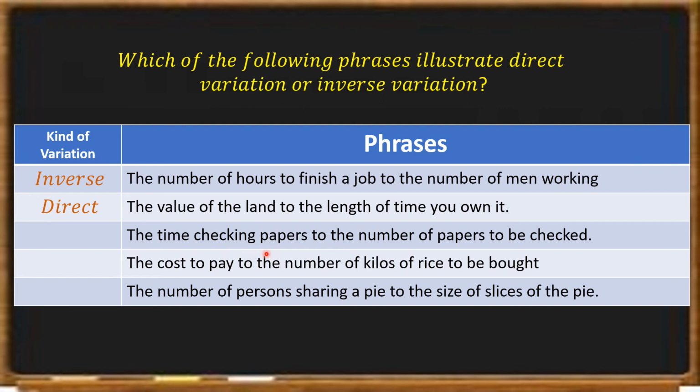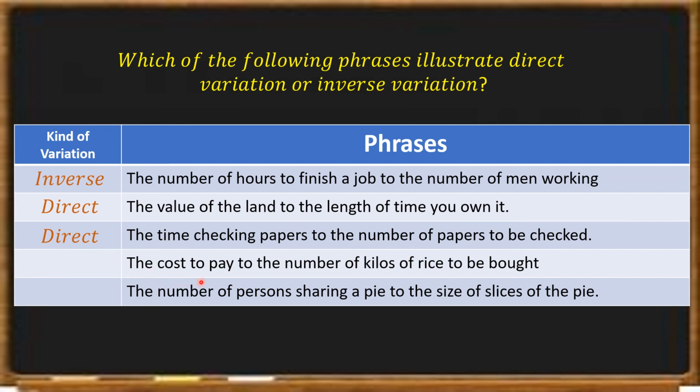Okay. The time checking papers to the number of papers to be checked. Okay. So, halimbawa, isa lang checkan mo. Isa. Mababa lang. Ilang oras checkan? O baka minuto lang. So, wala pang isang oras. Kung checkan mo, pataasin natin. Yung isang paper, gawin nating 1,000 papers. 1,000 na papel ang checkan mo. Ano mangyayari sa oras? Tatagal din. Tataas din yung oras mo. So, taasan mo yung papel na checkan. Ano mangyayari sa oras ng pag-check? Tataas din. So, parehas tumataas ito. So, pag parehas tumataas, direct.